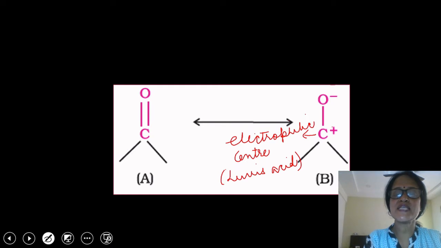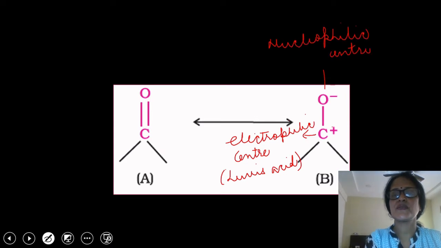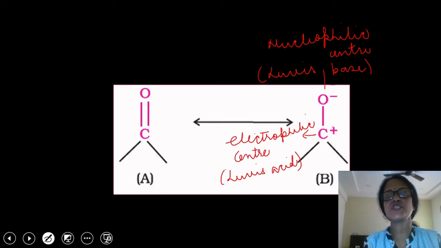Similarly, oxygen acquires negative charge, therefore it will act as a nucleophilic center or Lewis base. It is acting as a nucleophilic center because it has acquired negative charge. Nucleophile means nucleus loving. So nucleus is having positive charge. So nucleophiles are in search of positive charge. So oxygen acts as a nucleophilic center or as a Lewis base. Lewis bases are those which are rich in electron pair.